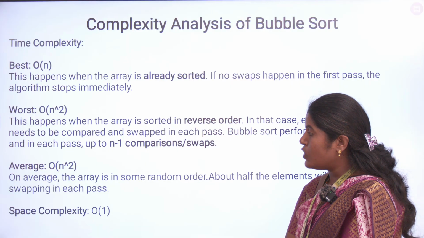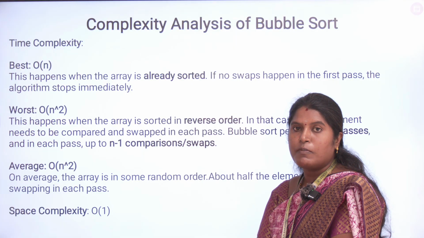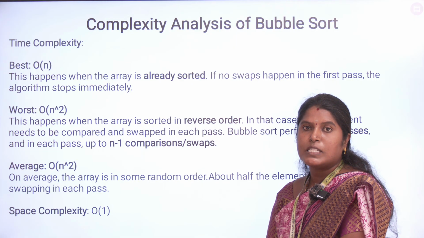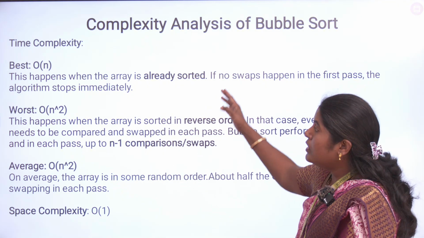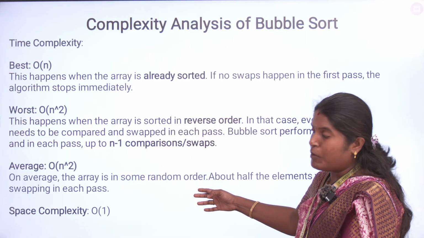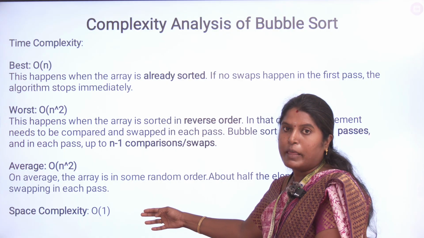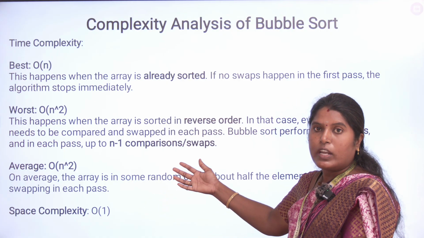In the average case also, it takes a time complexity of O of n square because some elements will be sorted and some elements will be unsorted. So it takes a time complexity of O of n square. These three things come under your time complexity. And for space complexity, it occupies O of 1 because it does not require any additional data structures to be implemented for sorting.